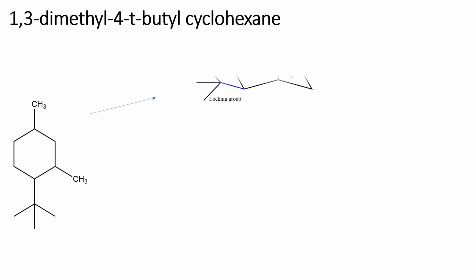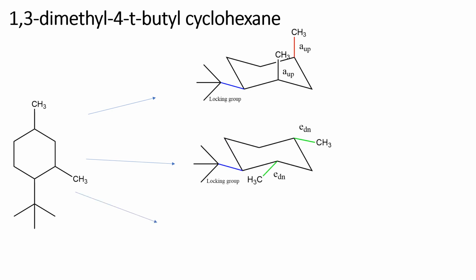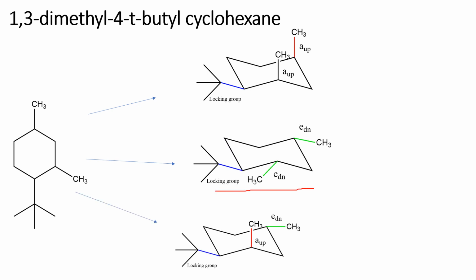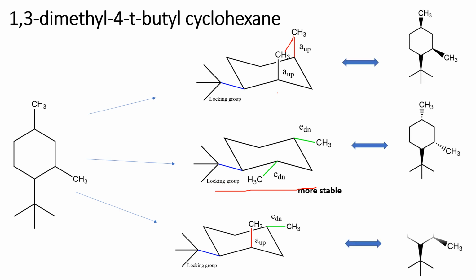So the next structure is the 1, 3, 4 position. Again 3 structures. Which is more stable? The one which has all the 3 groups in the equatorial position. This is the most stable one. Whereas this is the least stable one because both are in the axial position, therefore these 2 have interactions. So we can write the structures of this one in planar positions.